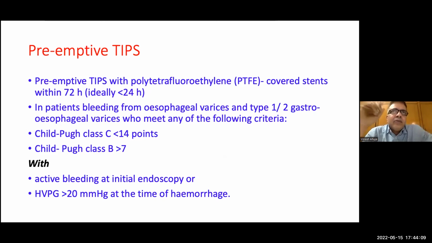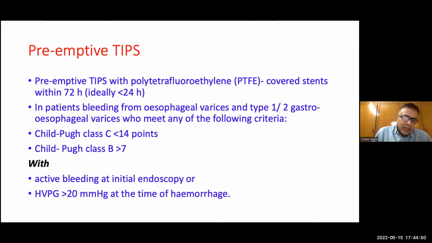You do not want to wait for the rebleed to occur. Then you put a TIPS before that, that is known as preemptive TIPS. Preemptive TIPS is ideally put in within 24 hours or best within 3 days after the first bleed. In which patients do you put it? Where the Child-Pugh class is between 7 to 14. In other words, the patients are not extremely sick. On the other hand, the liver reserve is not so well maintained as in Child class A. So in this intermediate category, if the patient has active bleed at initial endoscopy or HVPG is more than 20 at the time of hemorrhage, if the patient can afford, then preemptive TIPS has become the standard of care.